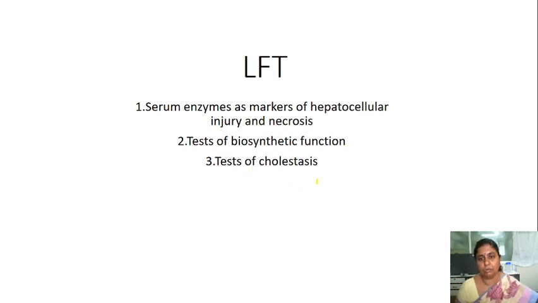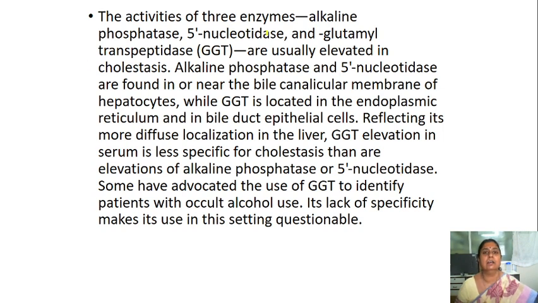And now coming to the tests of cholestasis. Here, three enzymes are usually taken as tests of cholestasis, that is alkaline phosphatase, 5-nucleotidase and gamma-glutamyl transpeptidase. Now, alkaline phosphatase and 5-nucleotidase are found in or near the bile canalicular membrane of the hepatocyte, while GGT is located in the endoplasmic reticulum of the bile duct epithelium.